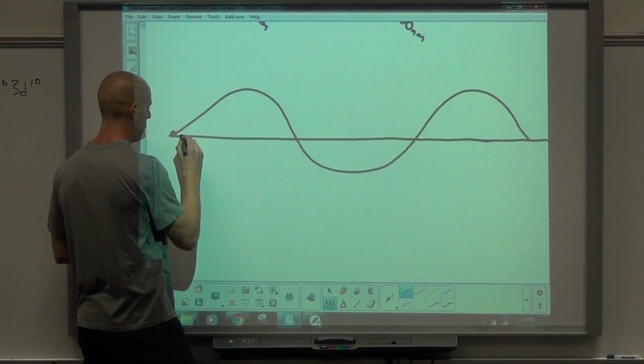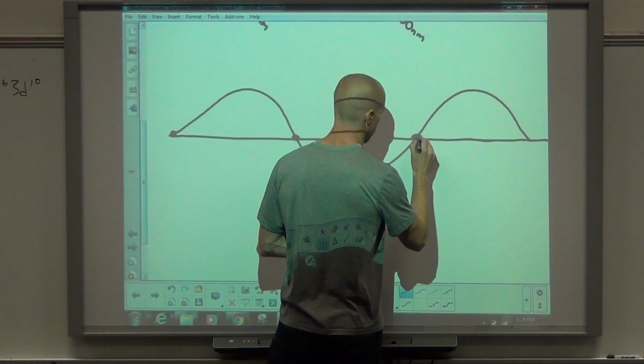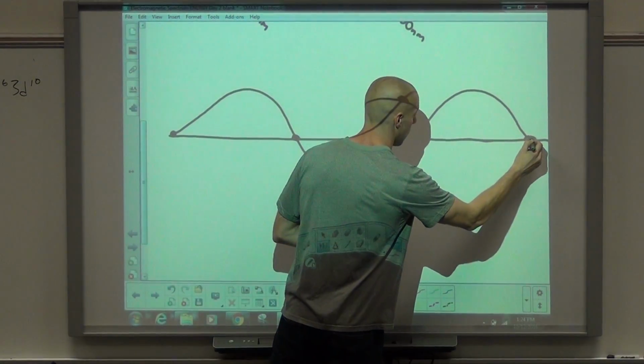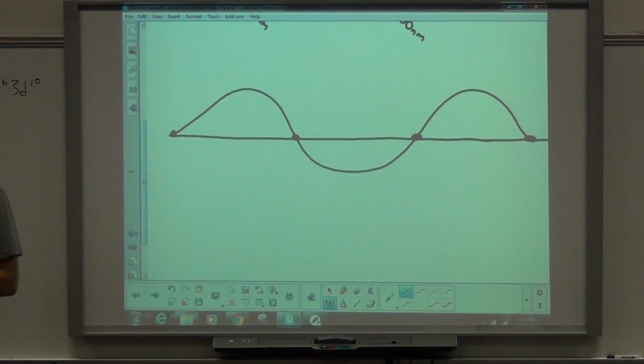And each spot where the wave crosses this median line here, I want you to draw dots. These dots are going to have a name.